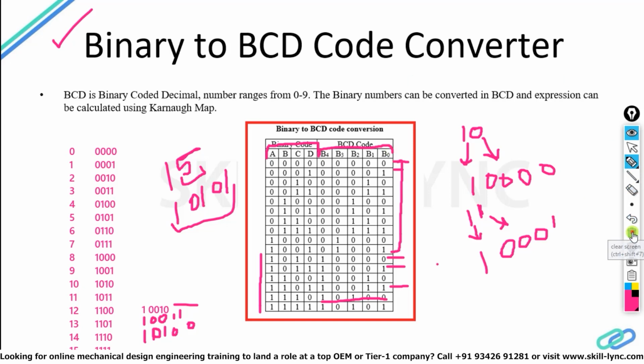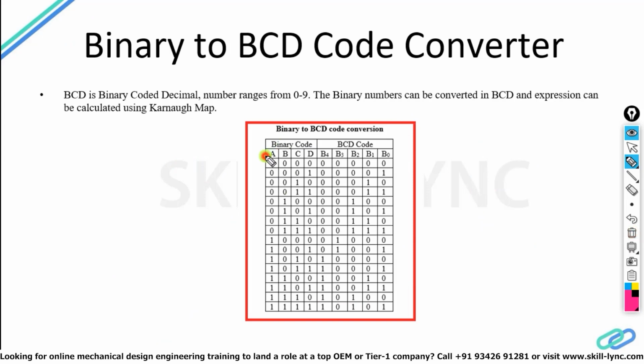So how to plot the K-map: it is a 4 variable K-map, the inputs remain the same, 0 to 15, and for B1 find out the minterms. For B1, B0, B2, B3 and B4 just keep finding the minterms. For example, for this it is 1, 3, 5, 7, 9, 11, 13 and 15. Similarly you can find it out for the other outputs B0, B1, B2, B3, B4.